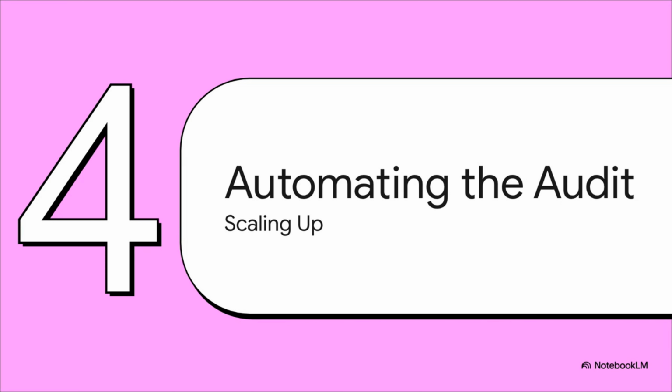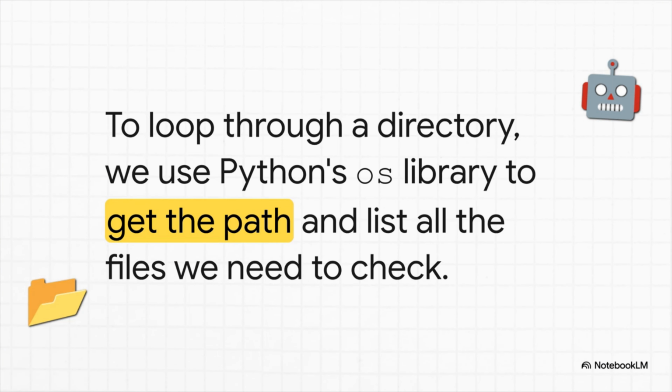Okay, checking one page is cool and all, but the real magic happens when we scale this thing up. Now we're going to take that core script we just built and unleash it on an entire directory of files, checking every single one automatically. To pull this off, we just need one more tool from Python's toolbox, the built-in OS library. This library is what lets our script talk to the computer's operating system. In other words, it can look inside a folder on your computer and give us a list of all the files we need to check.